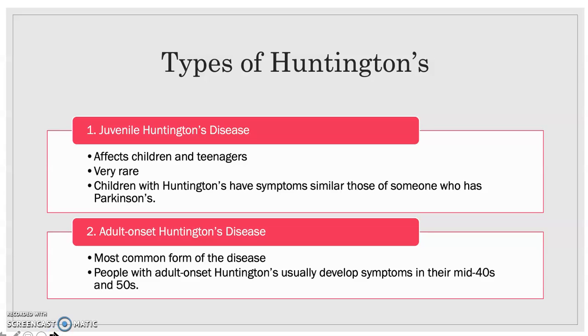Next, there are 2 types of Huntington's disease. The first type is juvenile Huntington's disease. This affects children and teenagers and is very rare. Children with Huntington's have symptoms similar to those of someone with Parkinson's. The second type is adult onset Huntington's disease. This is the most common form of disease, and people with adult onset Huntington's usually develop symptoms in their mid-40s and 50s.